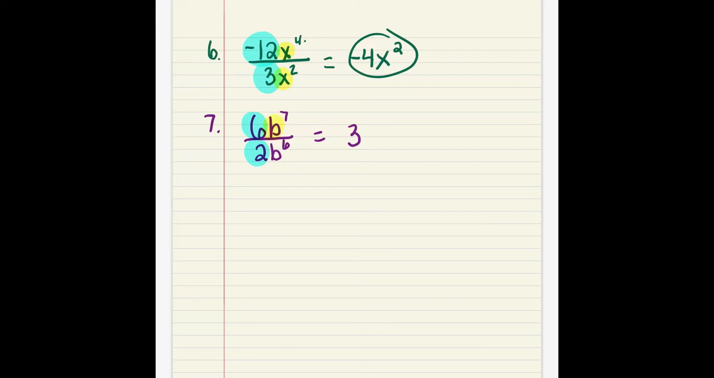Then we're going to take care of our bases. So both of our bases are b, so we're allowed to use our exponent rules to combine them into 1. And then we're going to subtract our exponents, 7 minus 6, which is an exponent of 1. But remember, we could leave that as an invisible 1, so you could either have 3b to the first, or you could just have 3b, and either would be acceptable.